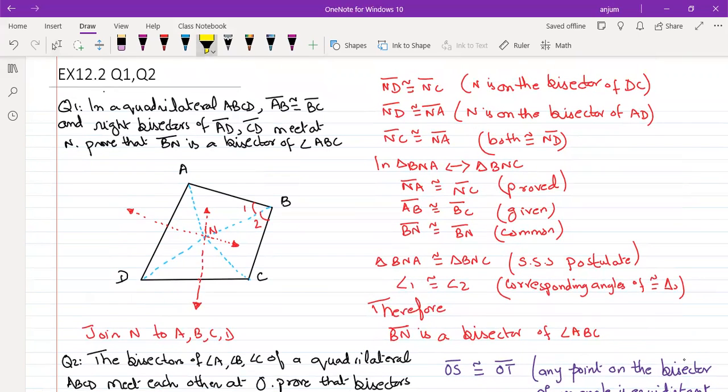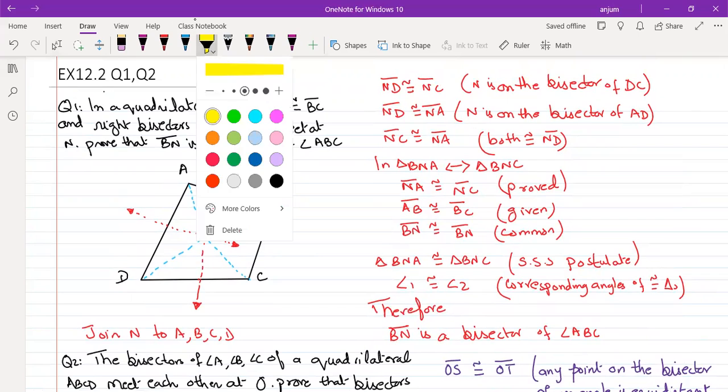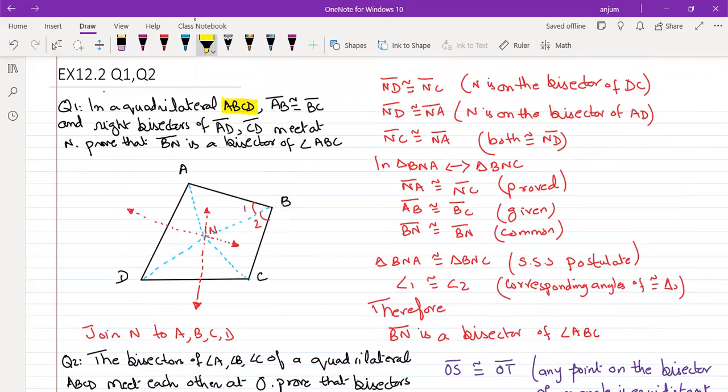So according to the statement, we have drawn a quadrilateral ABCD. And in this, we can see that AB is congruent to BC. And the right bisectors of AD and CD are meeting each other at N. And we will prove that this BN is the bisector of angle B. So for this purpose, we will join point N to A, B, C, and D.